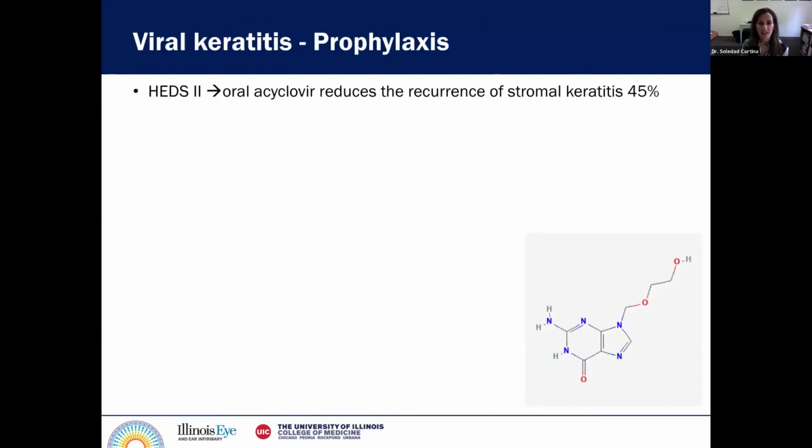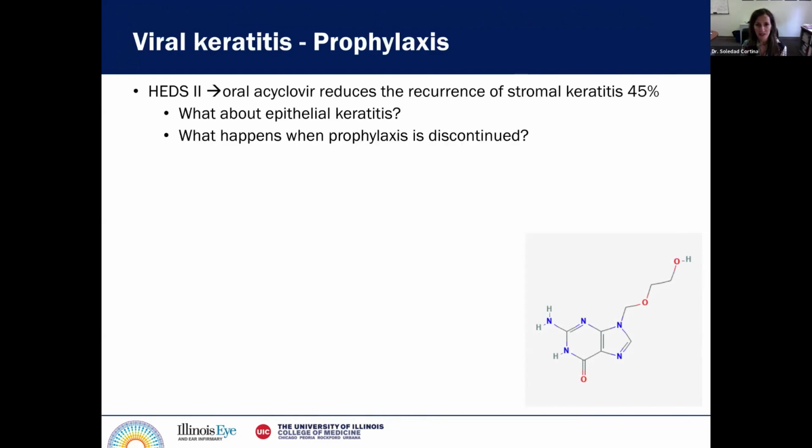So what about prophylaxis? This is what we learned with our HEAD II study. And basically this classic teaching, very important, is that the use of oral acyclovir reduces the recurrence of stromal keratitis by 45%, so by a lot. Very important. But there are a lot of questions that have not been answered with this study.